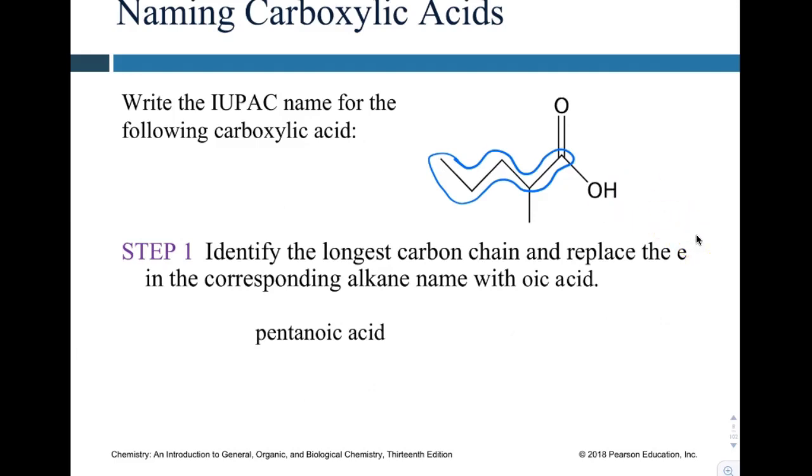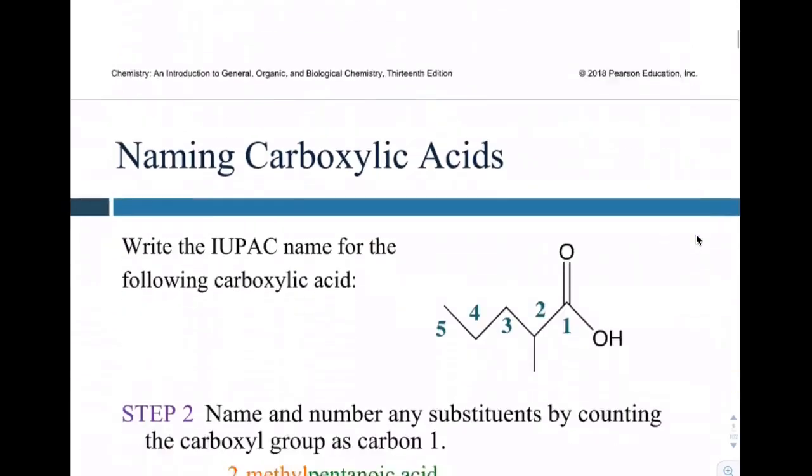The last name, the functional group, is oic acid because this is 1, 2, 3, 4, 5 carbons, we say pentanoic acid. And then we have a little side chain here. This side chain is a methyl, and it's on carbon 2. So we'll finish this out as 2-methylpentanoic acid.